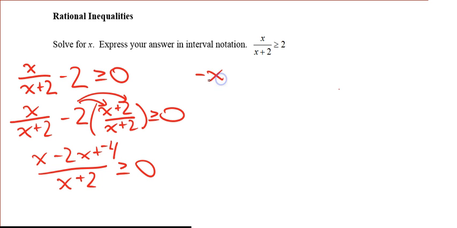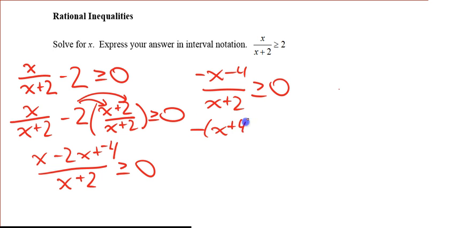Combining like terms, we get negative x minus 4 divided by x plus 2 is greater than or equal to 0. And personally, I like to always have a positive coefficient on my x, so I'm going to go ahead and factor a negative sign out of that numerator. So it becomes negative x plus 4 divided by x plus 2 greater than or equal to 0. Now at this point, it's easy to identify the zeros of my numerator, which are zeros of the rational function, and my zeros of the denominator, which are where asymptotes will occur.